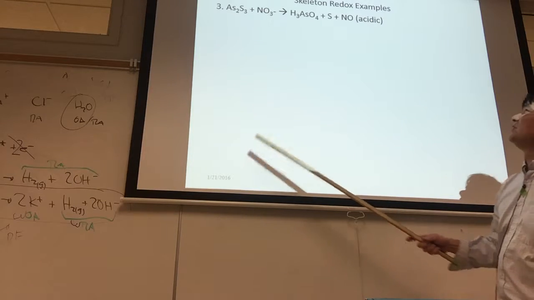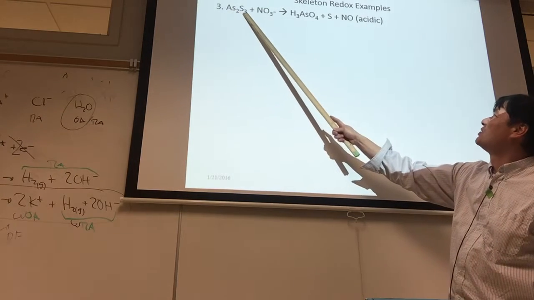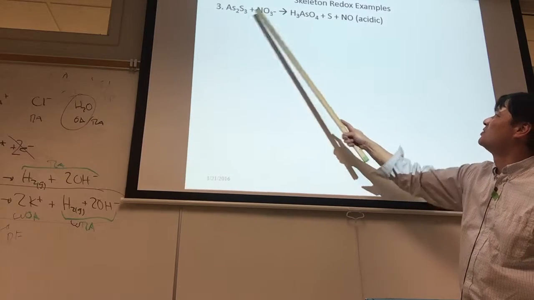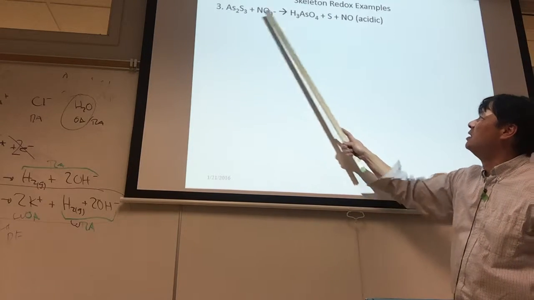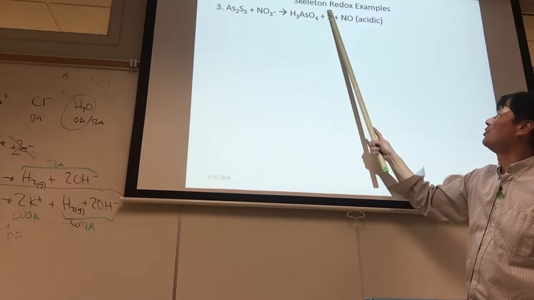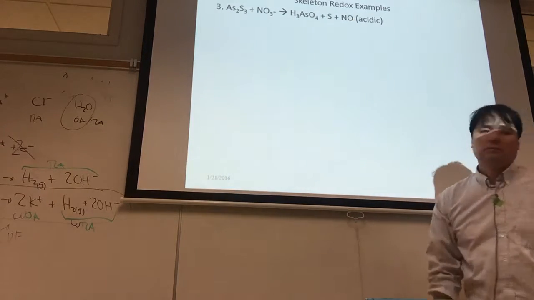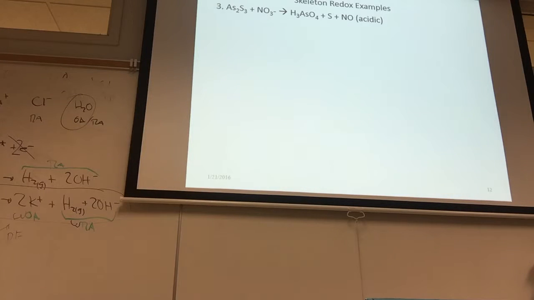Some of these are a bit tricky. And so As2S3, well, arsenic goes to this. Where does the sulfur go? Well, it must go to this. So As2S3 goes to these first two. Nitrate goes to the third. These are for splitting into half reactions.